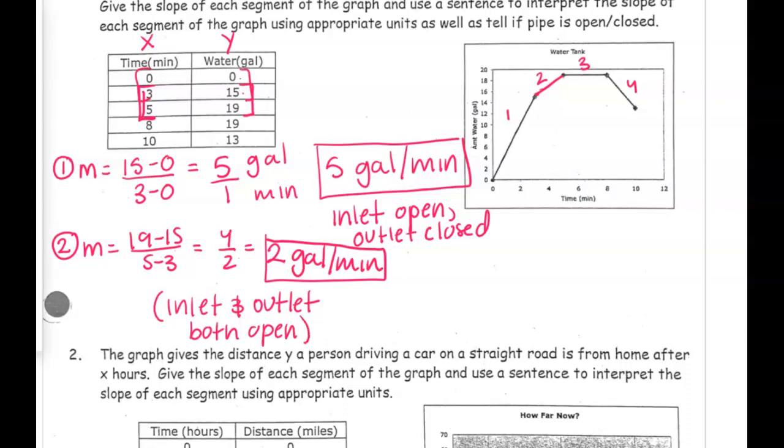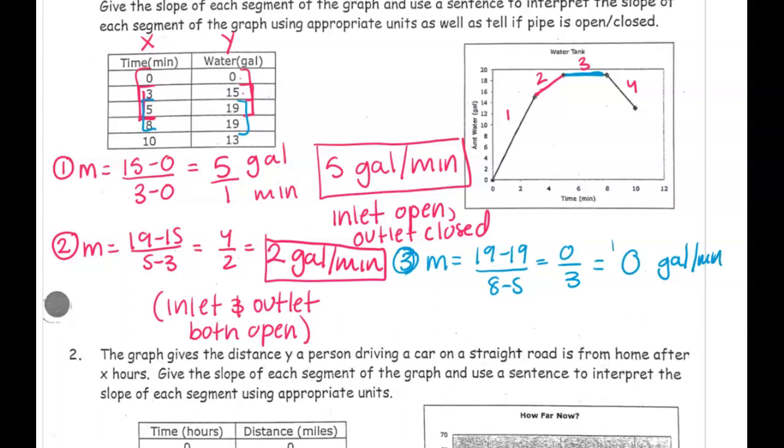I'm going to switch colors just so you don't get confused when you look at this. So the third section is right here, and so that's from 5 to 8 minutes. So our change in y, it's really just 19 minus 19. Y doesn't change, over 8 minus 5, which is 0 over 3, which is 0 gallons per minute. And it should make sense that the slope is 0. If you look here, this is a horizontal line, right? So if it's 0 gallons per minute and nothing is happening, that means both the pipes are closed.